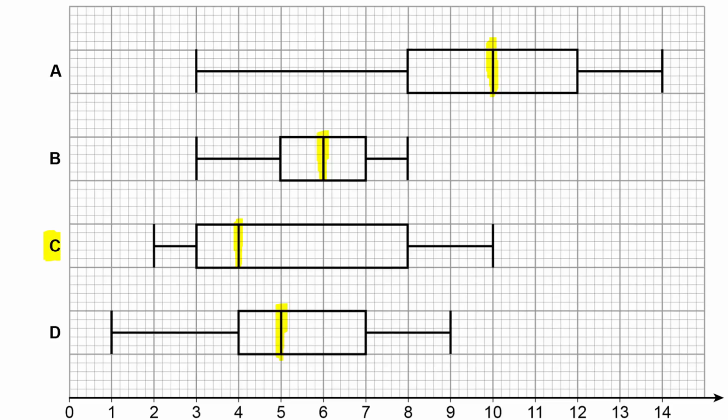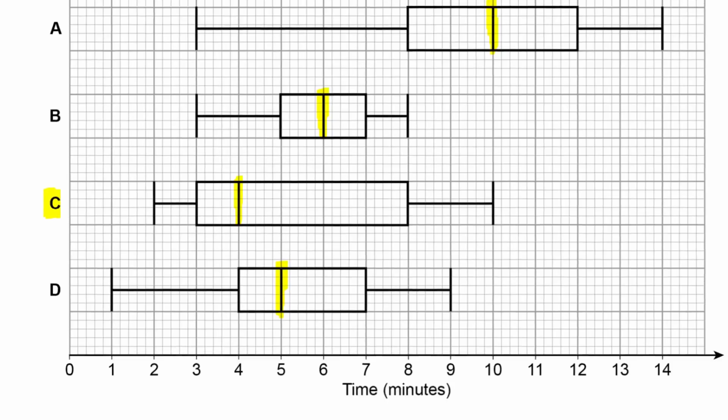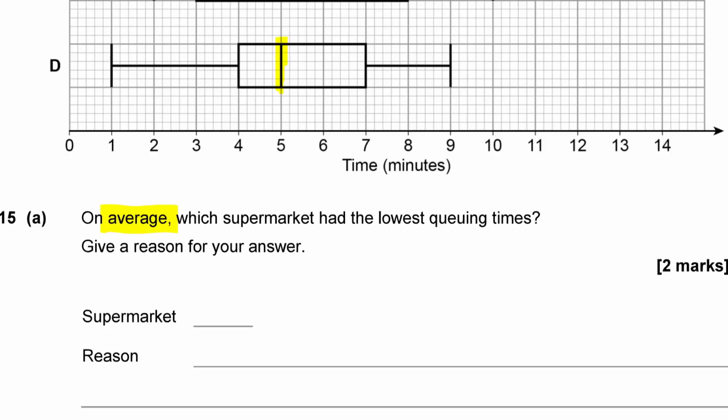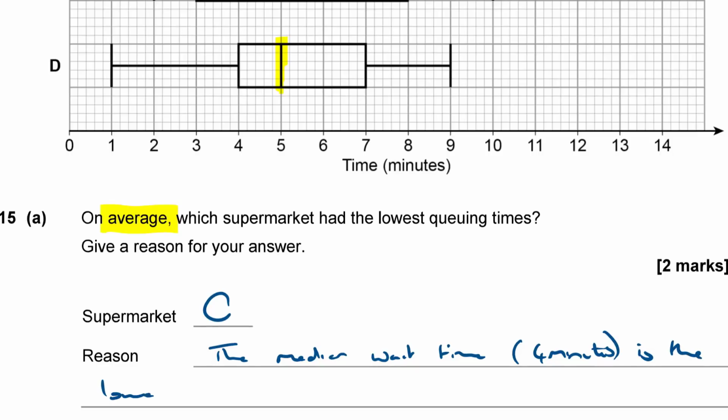Because C is at 4 minutes. Where D, which is the next one, is at 5, and then B is at 6, and A is well up there, it's long at 10. Okay, so the supermarket that has the lowest queuing time is going to be C. I'm going to say it's supermarket C, and my reason is the median wait time, which was 4 minutes, is the lowest of the 4 supermarkets.